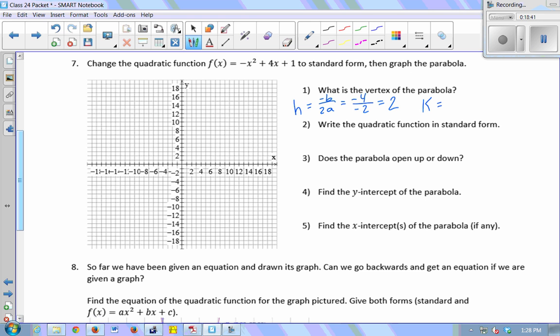And then k, the y-coordinate of the vertex, is what you get when you take h, which is 2, and plug it into f. f of 2. So if I put a 2 into this function f, I get negative 4 plus 8 is 4 plus 1 is 5. I took a 2 and plugged it into this function f. And so 2 squared is 4, so this is negative 4. Plus 4 times 2, 8, right? Negative 4 plus 8 is positive 4, plus 1 is 5.